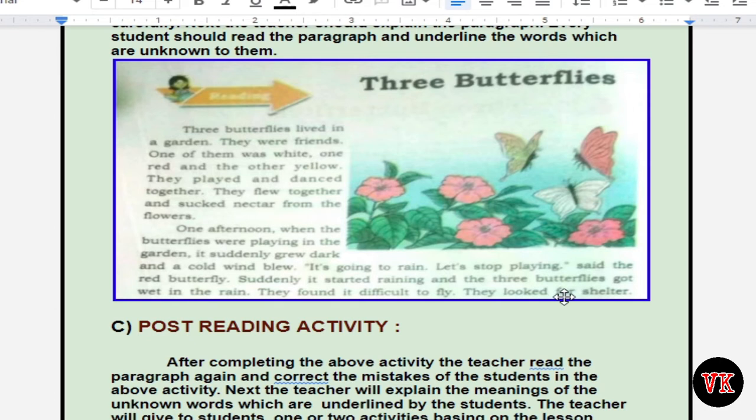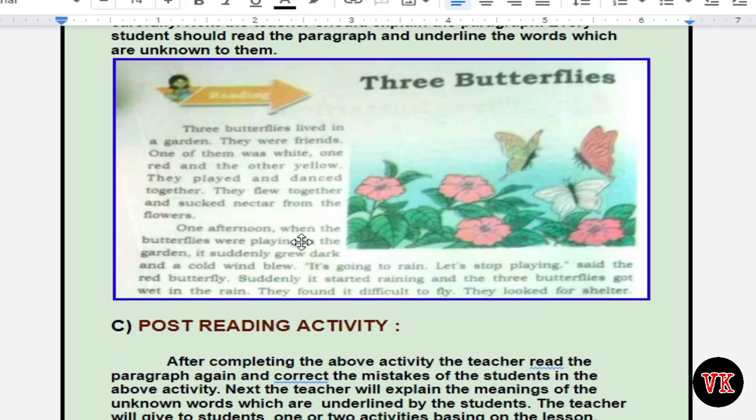This is the paragraph. We have to read 2 or 3 times very loudly to clear the children. We should give instruction to children to listen to this paragraph very carefully. And next, the students should read the paragraph 1 or 2 lines enough. They can underline the unknown words. Next activity is post-reading activity.